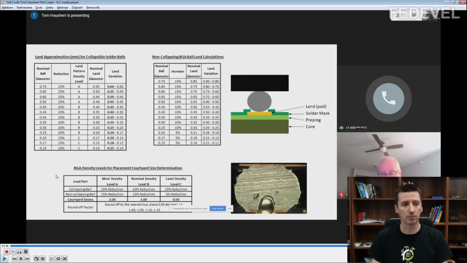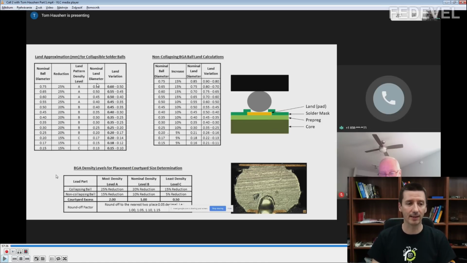And as you could hear, for the collapsing or collapsible balls, we need to reduce the size of the pad from the ball size. So ball diameter is 0.75 millimeter. We need to reduce this by 25%, reduction by 25%. So the nominal pad size is 0.55 millimeter. But because of the variation, tolerances, which Tom will speak about, you will get this kind of range, 0.6, 0.5, and then you need to choose which one to use.